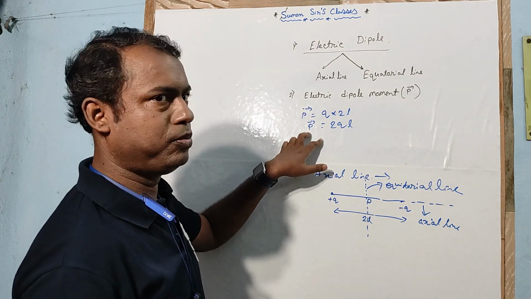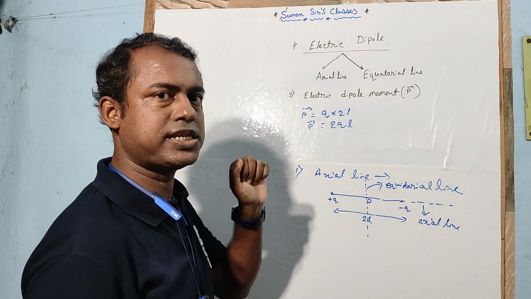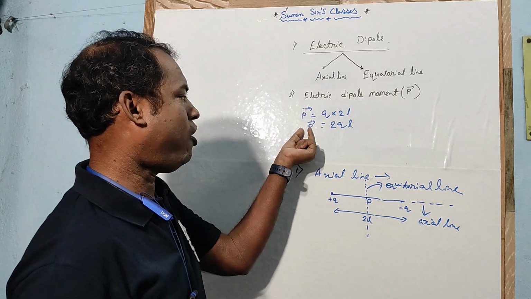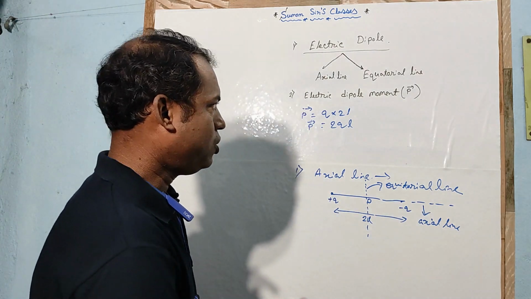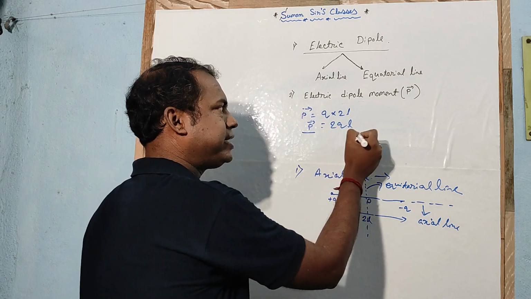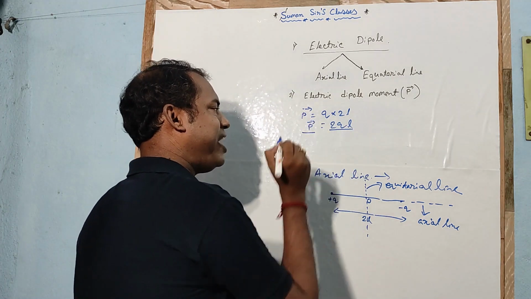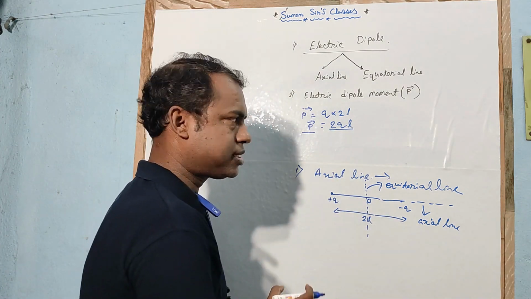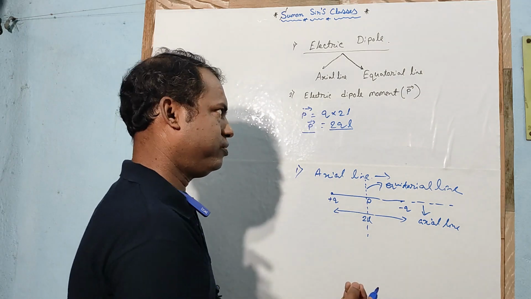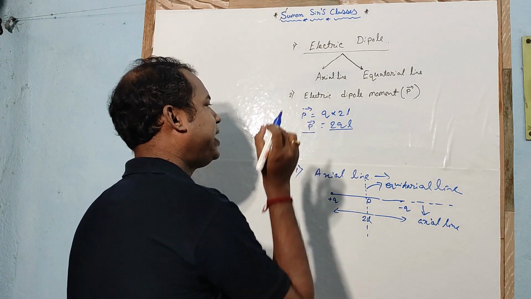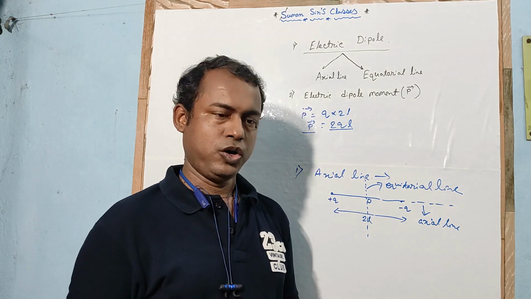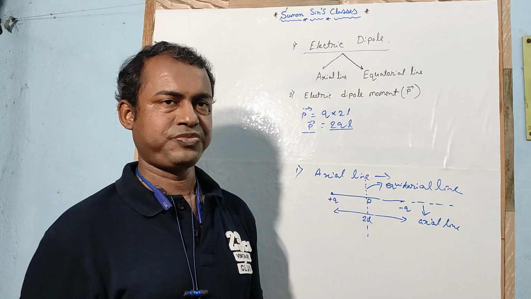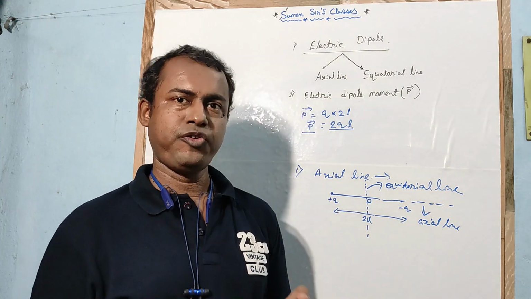This electric dipole moment is represented with a vector sign, so it is a vector quantity, and its direction is along the axial line. So P represents the electric dipole moment, and its value is 2Ql. If I know the value of l, the distance, and the charge Q, then we can multiply and find the value of P. Now we discuss the different cases related to the electric dipole. After that, we can discuss the uniform electric field.